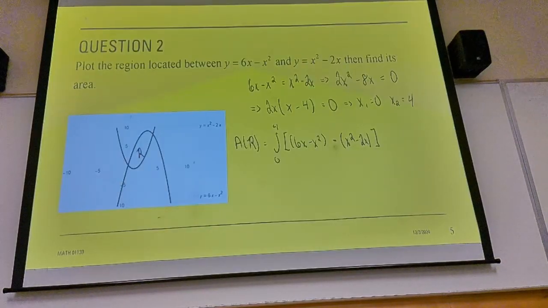Remember we were doing that, test points? Pick some value in your interval, plug it in. Whichever one's larger is your larger function. 6 minus 1 versus 1 minus 2. 6 minus 1 is larger, so that's your larger function. So this is going to give us 8x minus 2x squared dx.